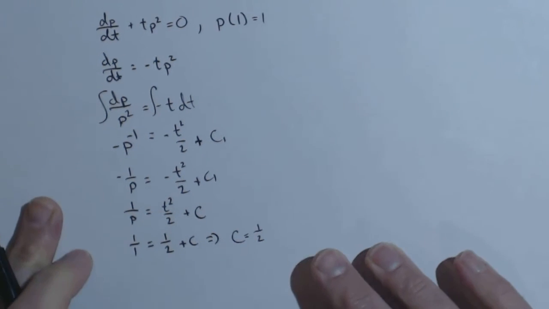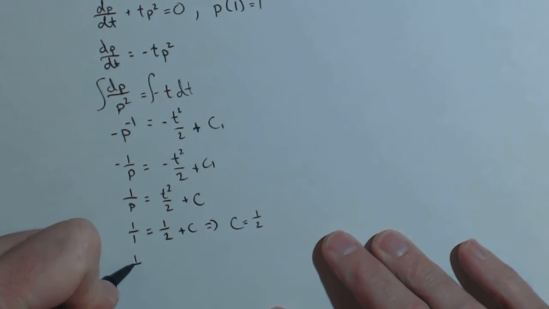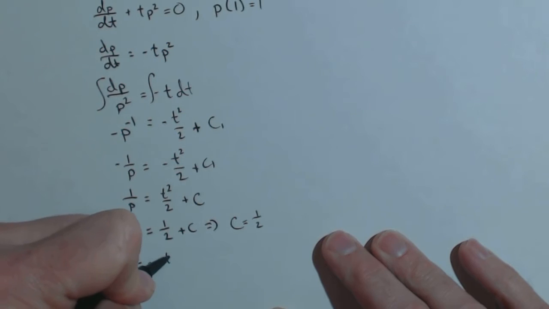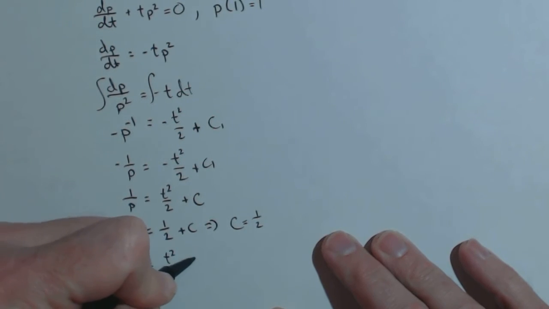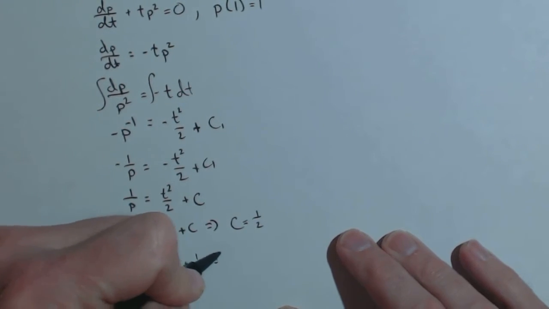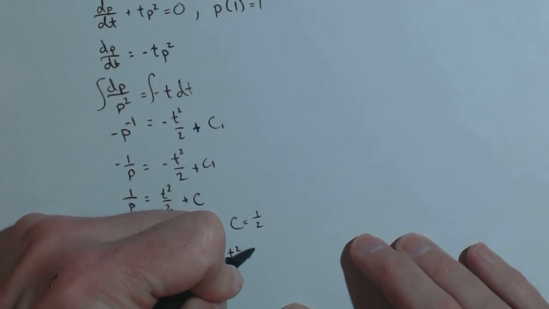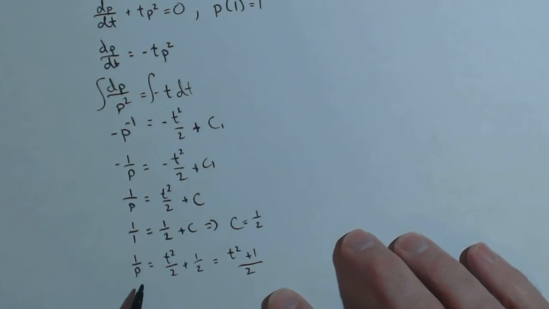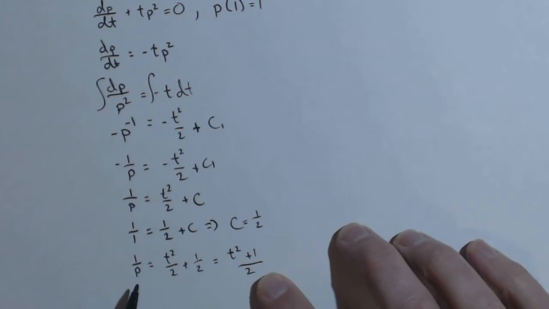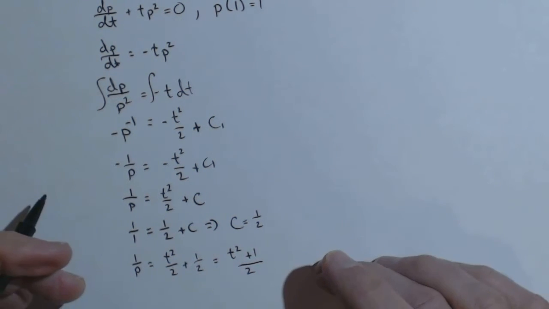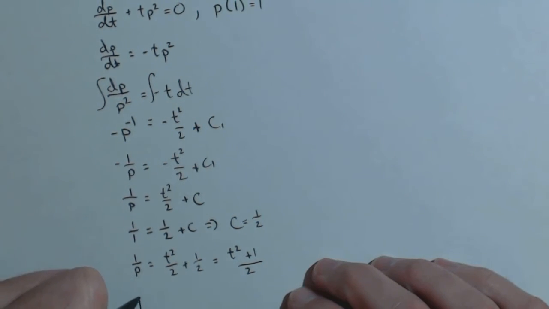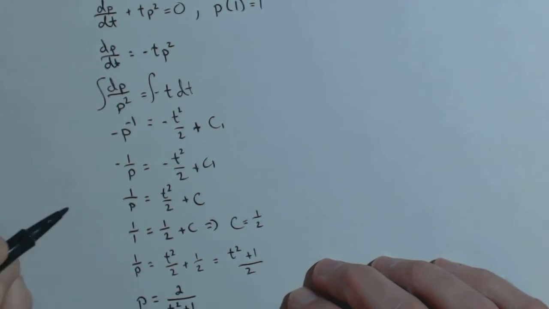So putting that back into our original, we get 1 over p equals t squared over 2 plus 1 over 2. So we can see that that's going to be t squared plus 1 over 2. And this actually makes ours very easy to solve because now we can actually just flip both sides. And we get p equals 2 over t squared plus 1.